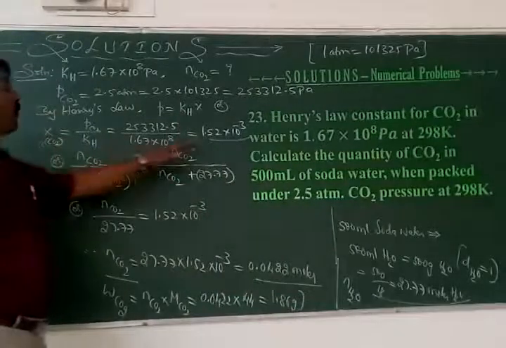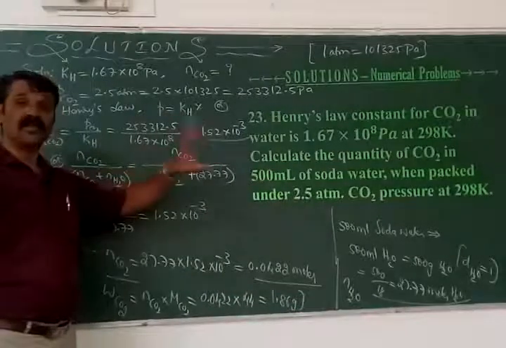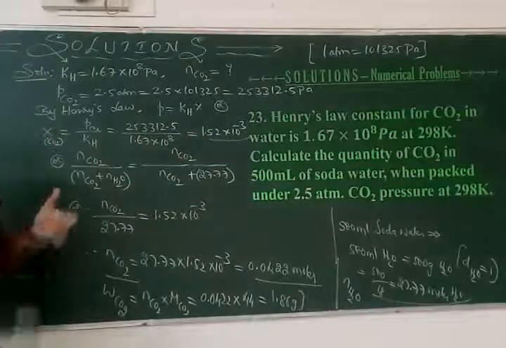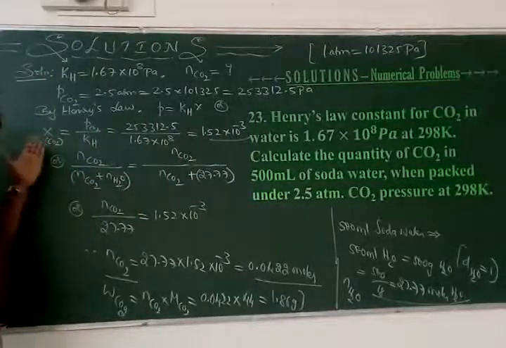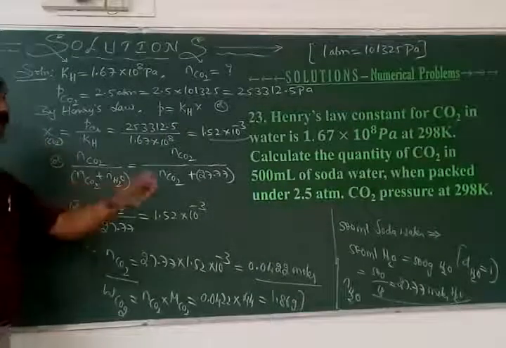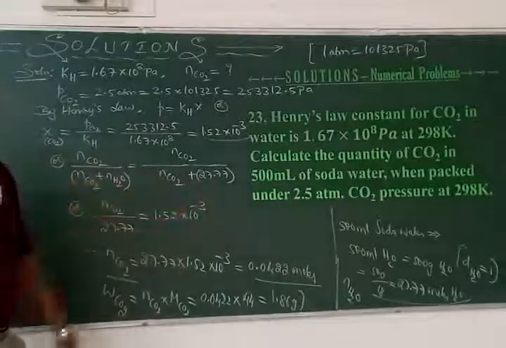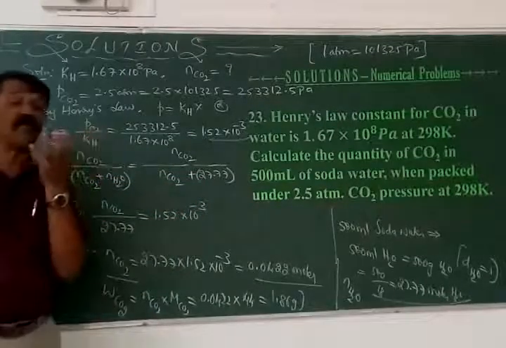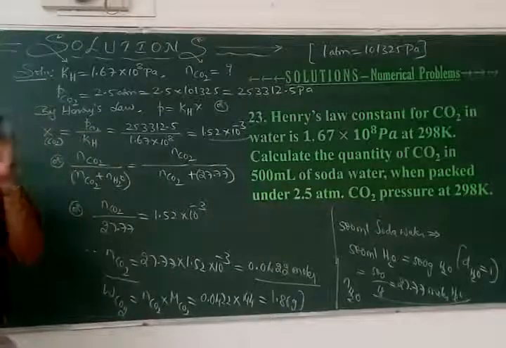I think here itself we can stop, because the quantity may be either in the form of mole fraction, or the number of moles, or it may be the mass. But how do we calculate the number of moles from mole fraction? It is the number of moles of that substance divided by the total number of moles. But how are we getting the total number of moles? As it is 500 ml of soda water, we are having 500 ml of water. What is the meaning of 500 ml of water?